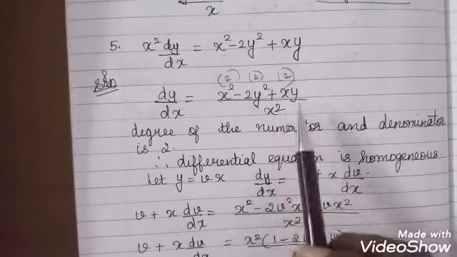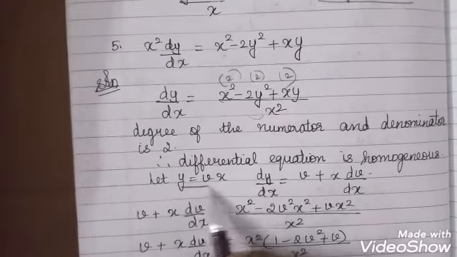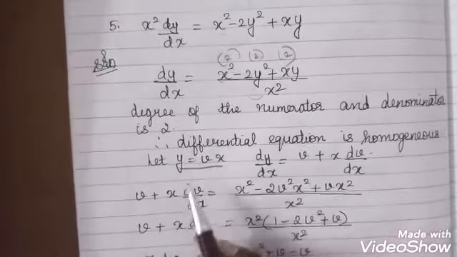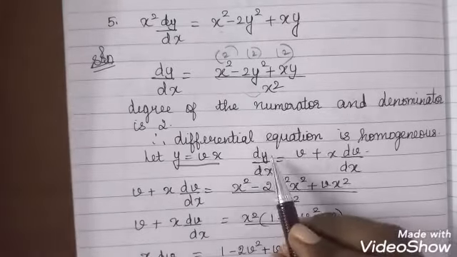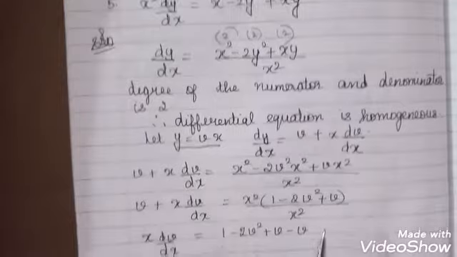So I can say that this differential equation is homogeneous in nature. So what is the working rule? First use a substitution here: y is equal to vx. You will get dy by dx is equal to v plus x into dv by dx.